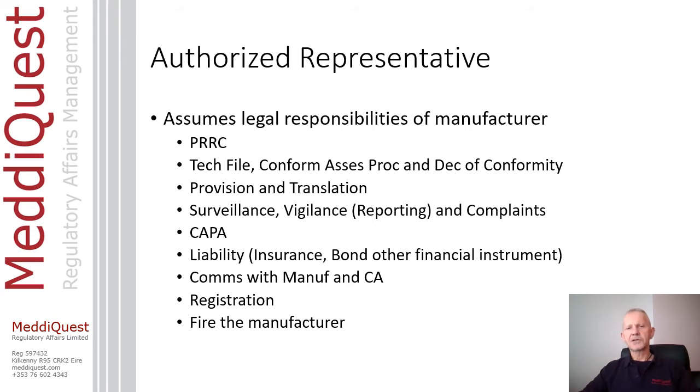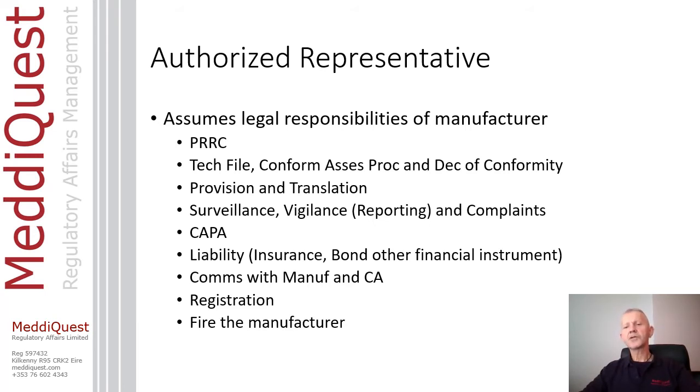So the authorised representative will need their person responsible for regulatory compliance. They still need to hold the technical documentation or have ready access to it, confirm the conformity assessment, and hold the declaration of conformity. They have the duty to provide labelling, deal with requests for information, translation, surveillance and vigilance reporting, complaints, CAPA activities.